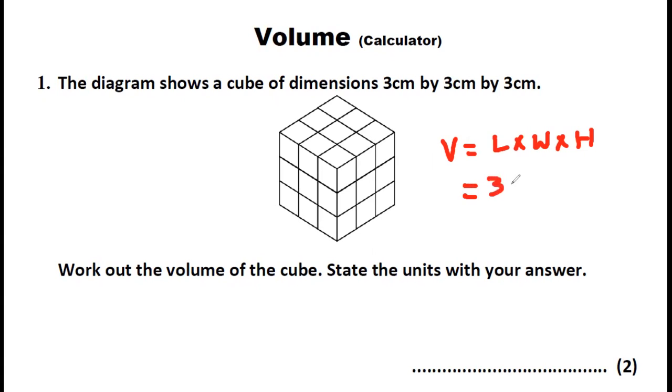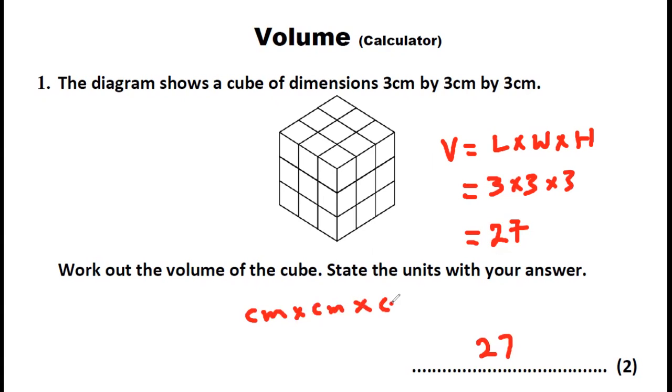So I will just do 3 times 3, which is 9, and 9 times 3 is 27. So the answer is 27, but what will be the unit? What should be the unit for centimeter times centimeter times centimeter? If anything is multiplied by itself 3 times, that should be that thing cubed. So the answer should be 27 centimeter cubed.